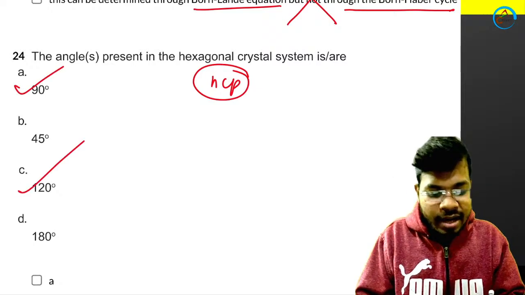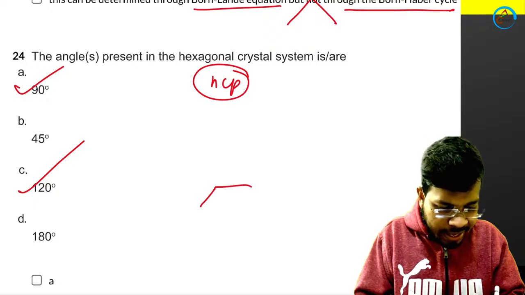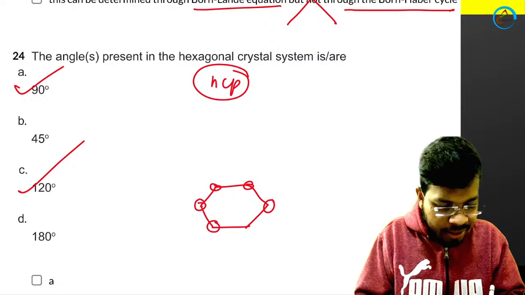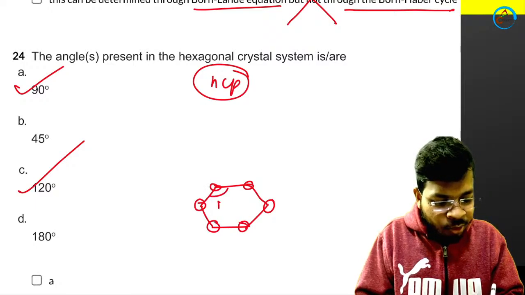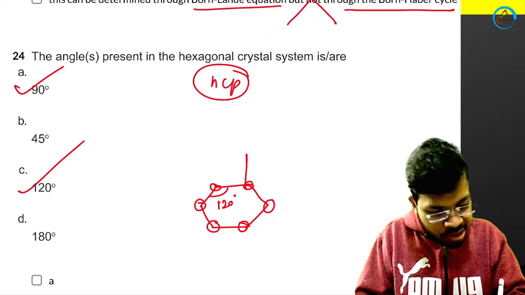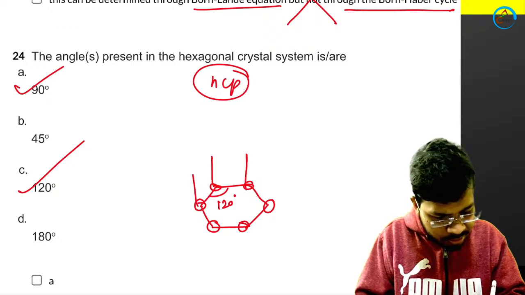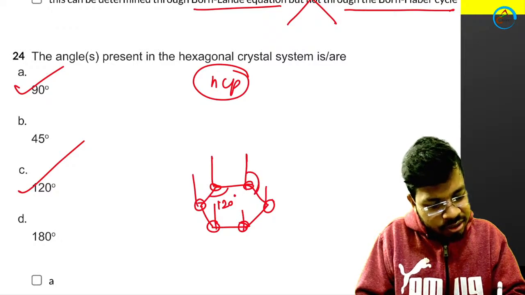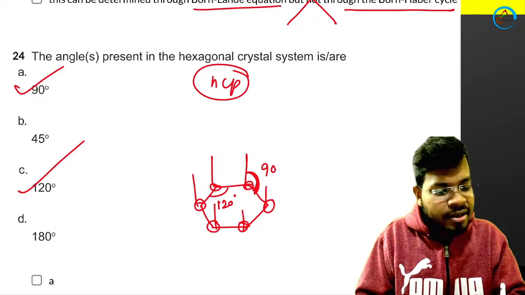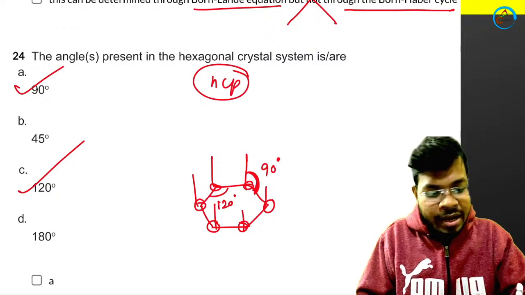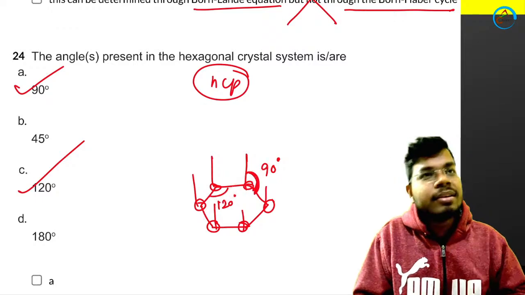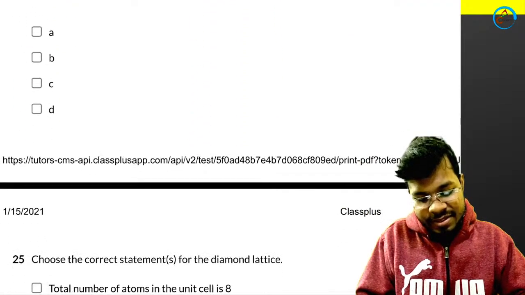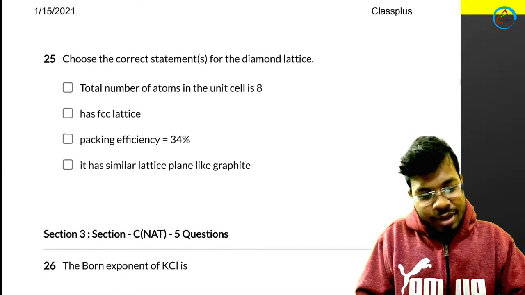This will be 90 degree and this. How is it possible? Let me show you. Hexagonal means this kind of lattice points, right? Here, here, here, here, here, here. So this angle is 120 degree. Then above this one, you will get another plane like this. So this angle is actually 90 degree, right? So 90 degree and 120 degree. Good.